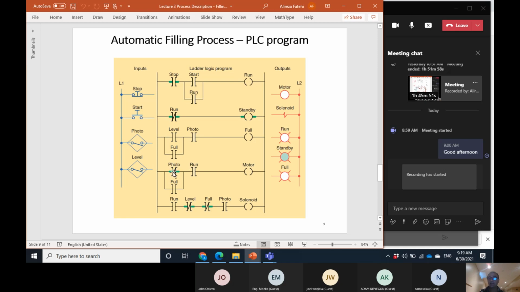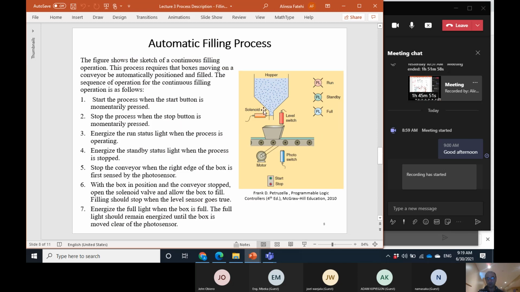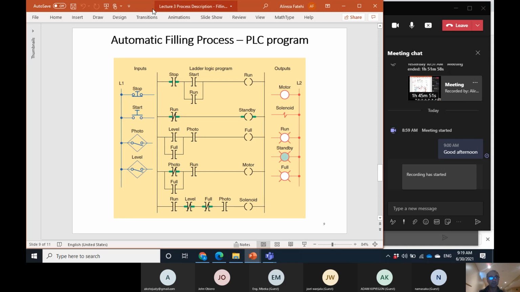And okay, if there's not any box in front of the photo switch, it means that there's not any box here. Okay, the motor should be on, and writing is not good. It's not, and then transfer some box to this point. So the motor should be on if there's not anything in front of the photo switch. That's good. So this is this part.